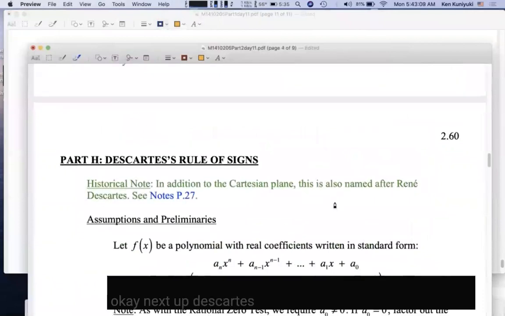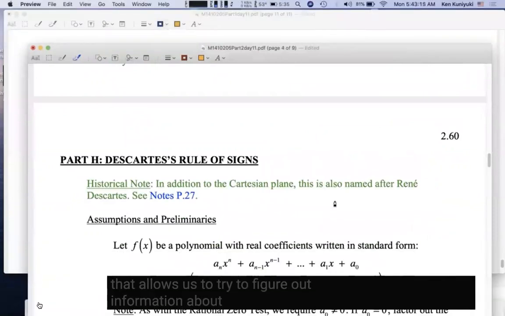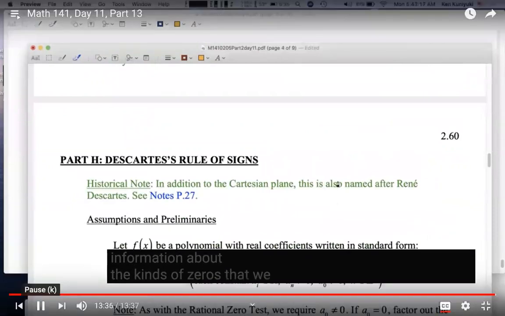Okay, next up, Descartes' rule of signs. This is another rule that allows us to try to figure out information about the kinds of zeros that we have. Okay, and multiplicity does come up as an issue. Any questions? Descartes' is kind of on the side, but it's related to the idea of zeros. So Descartes' rule of signs is more about analyzing possible numbers of positive zeros versus negative zeros.